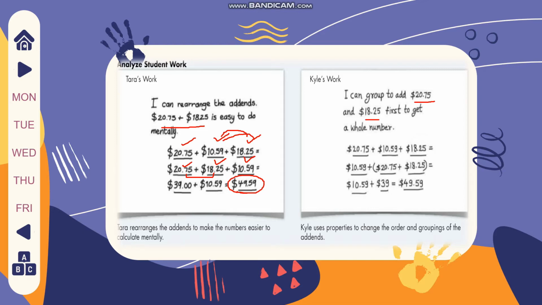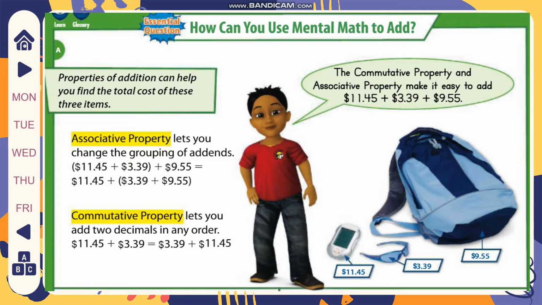For Kylie's work, Kylie grouped first 20.75 and 18.25. So 0.75 plus 0.25 is equivalent to one whole. Then 20 plus 18 is 38. So 38 plus 1, that's why the answer is 39. So 39 plus 10 is 49 plus 0.59, that is 49.59. So as you can see, Tara's work and Kylie's work have different strategies, but at the end, they have the same answer.